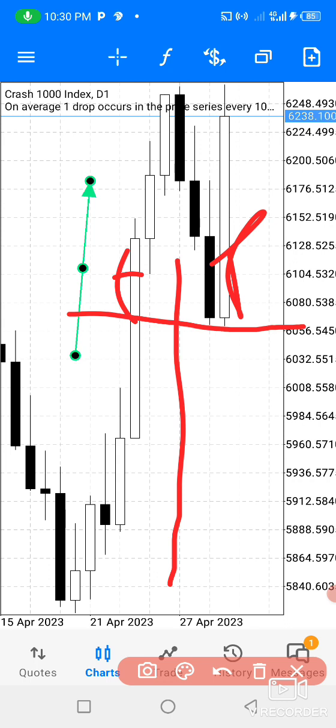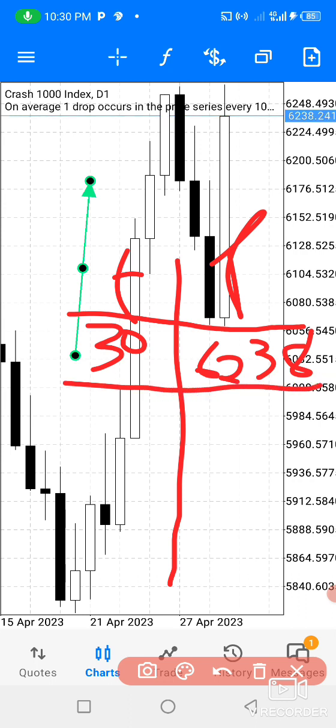After every 30 minutes you record the current price on the daily candle. Like now the price is 62.38, you record it. Now after the next 30 minutes, that is the 60th minute, you record the price.